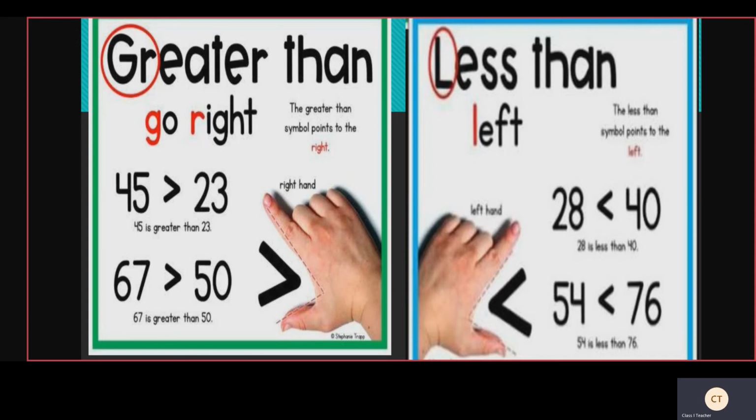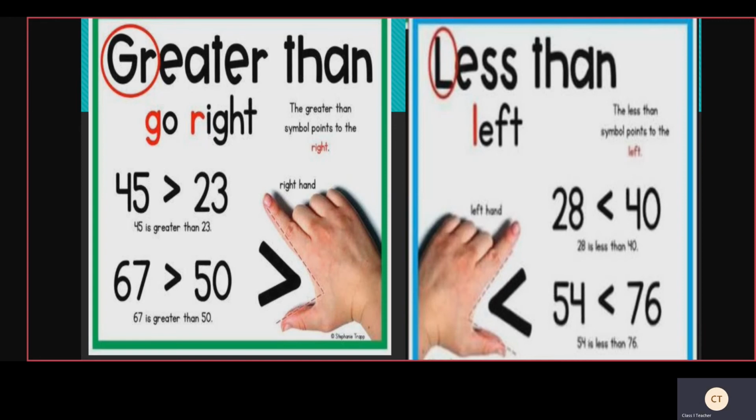Keep your right hand, children. First, keep your right hand fingers same like this, so that you can see the shape of the greater than sign. Okay? Greater than. The greater than symbol points to the right, children, right hand. For example, 45 is greater than 22. 67 is greater than 50.